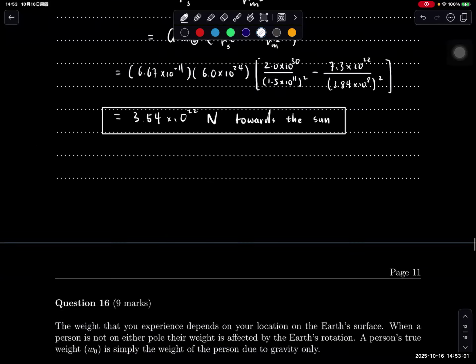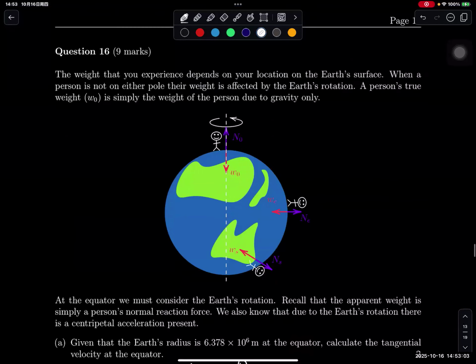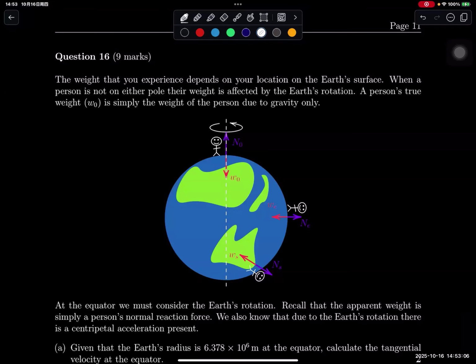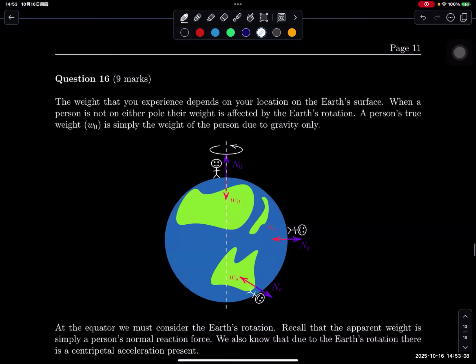Right. So question 16. Question 16 was actually very difficult. This one should be equivalent to a challenging question, instead of a normal question like I've shown here.